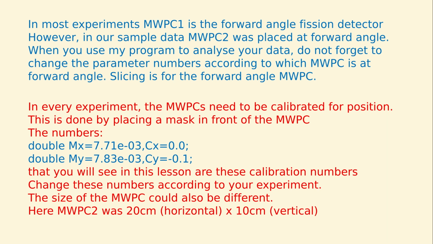So in my case, the dimension of the multi-wire proportional counter was 20 centimeters by 10 centimeters, 20 centimeters horizontally and 10 centimeters vertically. For you, this could be different. So these are the changes which you would have to make in the code for your particular data.